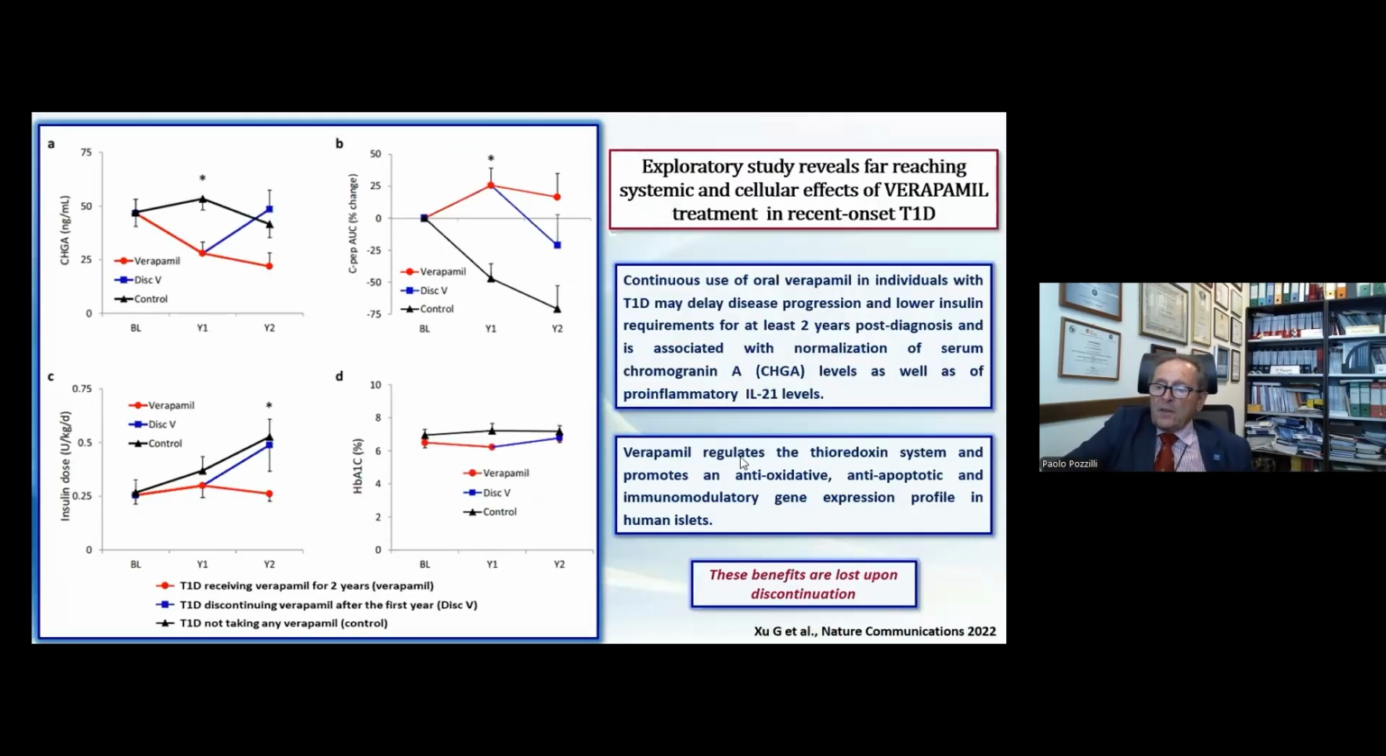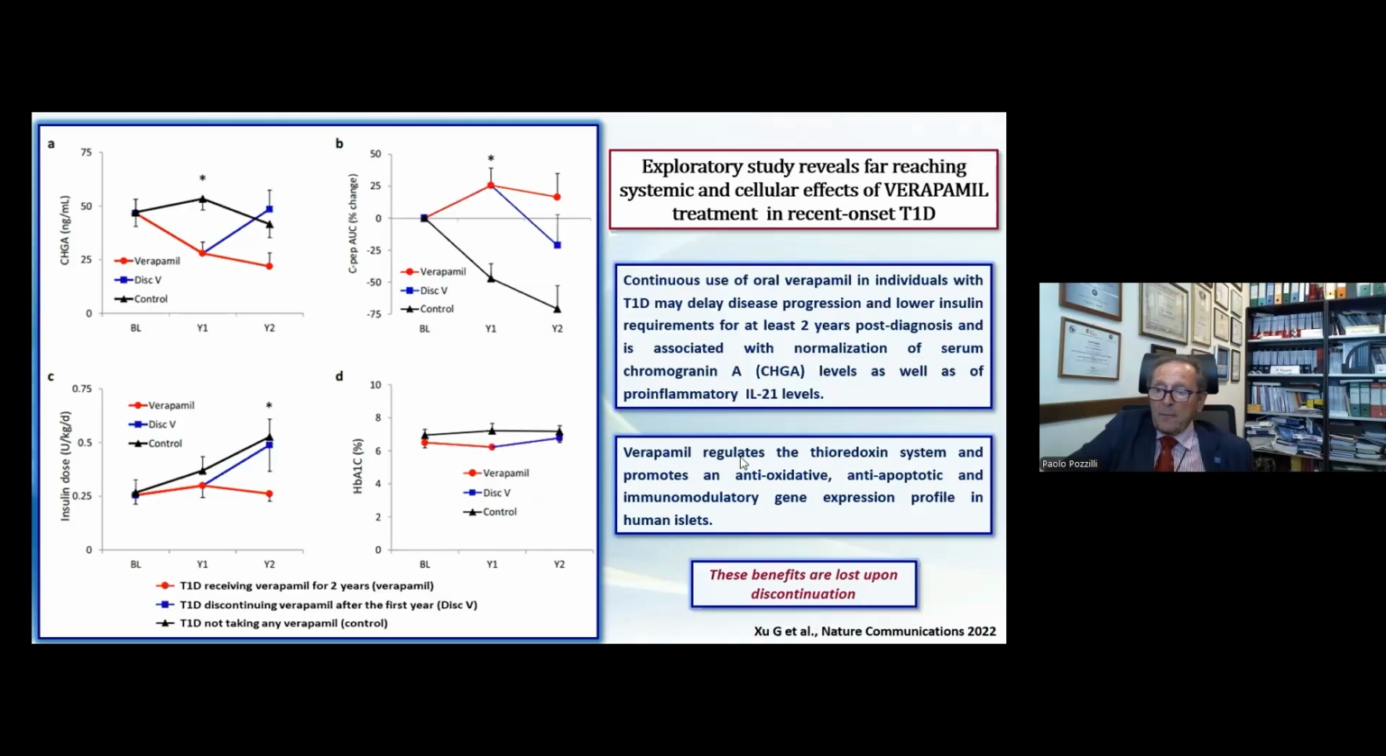Another interesting study recently published, and now ongoing in a very extended trial, is on verapamil. Continuous use of verapamil in subjects with type 1 diabetes may delay disease progression and lower the insulin requirement for at least 2 years after diagnosis. And it is associated with normalization of some substances. In particular, the most important is the pro-inflammatory IL-21 level, interleukin 21, which has a strong cytotoxic effect on beta cells.